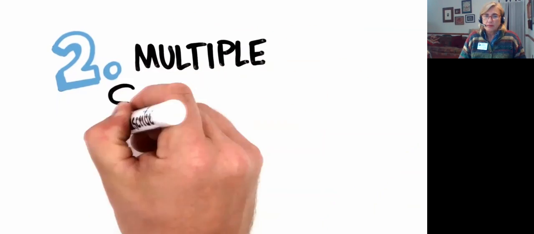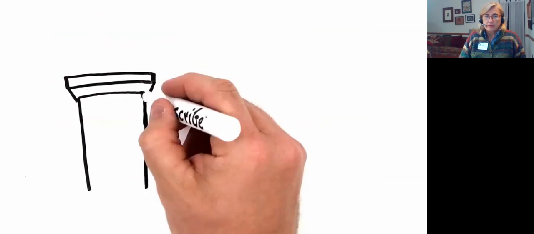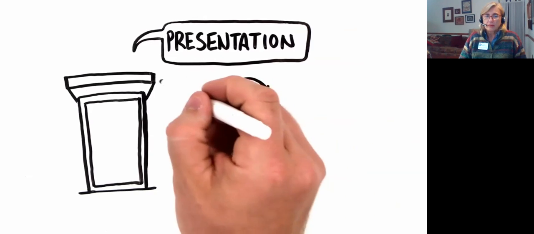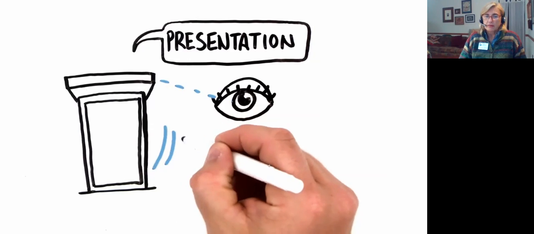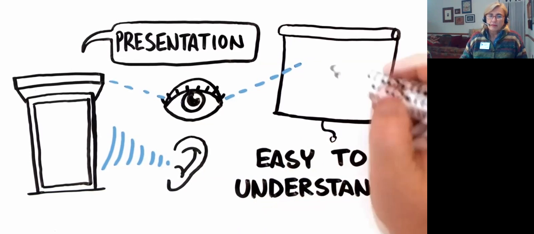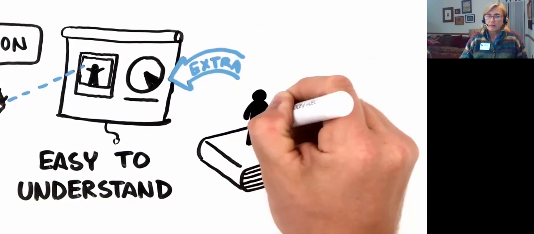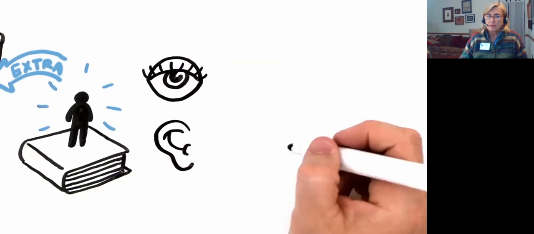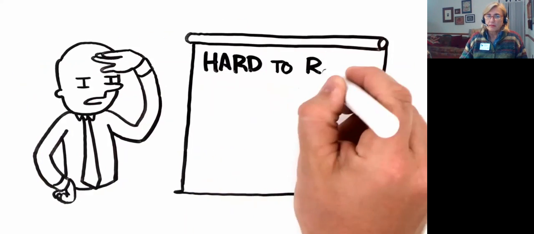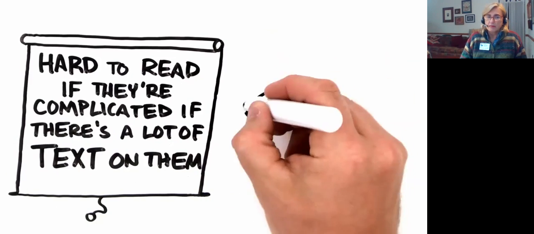Number 2, multiple sensory channels compete. During a presentation, there are 2 sensory channels that are the most active, visual and auditory. Your audience is looking at you and listening to you. They're also possibly looking at slides you're showing. If the slides are visuals that are easy to understand, like photos or diagrams that add extra context and meaning, then having these multiple channels, audio and visual, are a positive experience for the audience. But if the slides are hard to read, if they're complicated, if there's a lot of text on them, then the visual channel is going to be distracting.